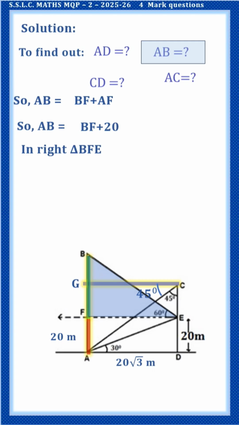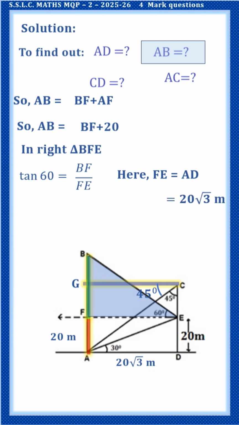So in right angle triangle BFE, tan 60 is equal to... why tan ratio do we have to take? We have to find BF, which is opposite to 60 degree. Tan 60 is equal to BF by FE. Here FE is equal to AD. You already know it, but you have to write it. That is equal to 20 root 3 meter, since FE and AD are opposite sides of the rectangle.